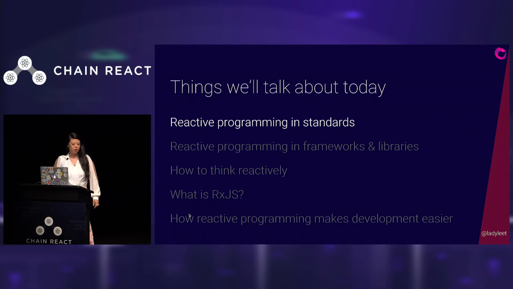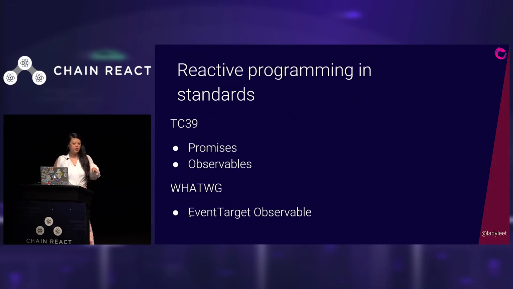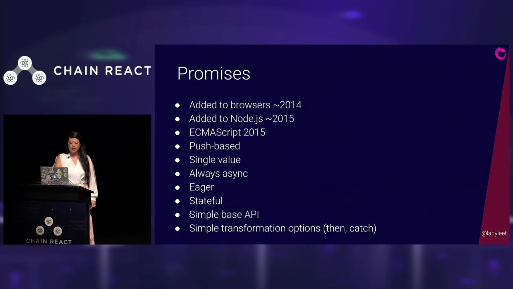So let's talk about reactive programming and standards. So in the past few years, we've seen the standards bodies begin to sort of consider and adopt different reactive programming paradigms. In TC39, we have promises and observable, and then in WHATWG, we have the event target observable proposal. So if you look at promises, they were added to browsers around 2014, added to Node around 2015, included in the official ES 2015 spec.